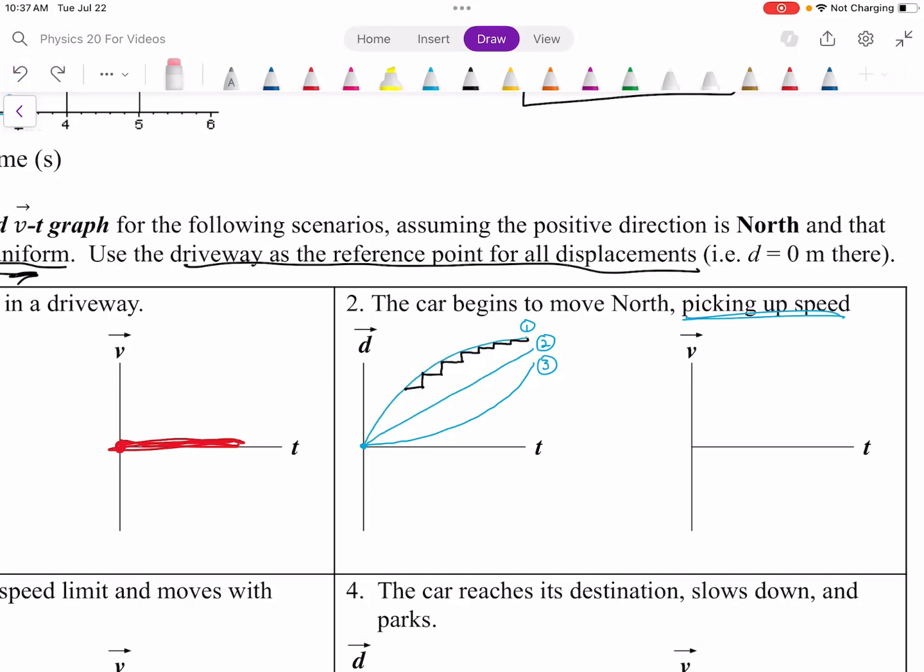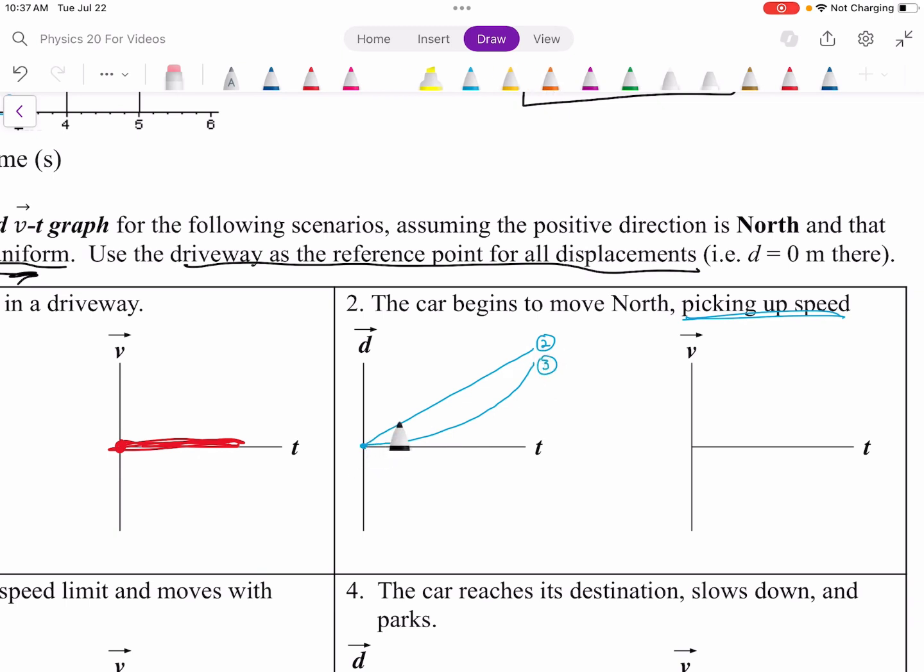Now pause and take a second to think about the slope. How would you describe this slope? Is it getting steeper or less steep? It's getting less steep. And we know that the slope of a displacement time graph is the velocity. So sure enough, the slope is getting smaller, and that means the velocity is getting smaller. So it can't be option 1. That's definitely wrong. So let's look at option 2.